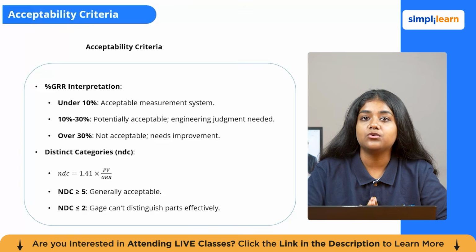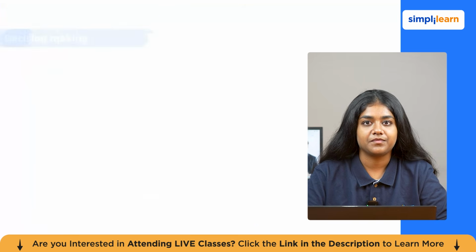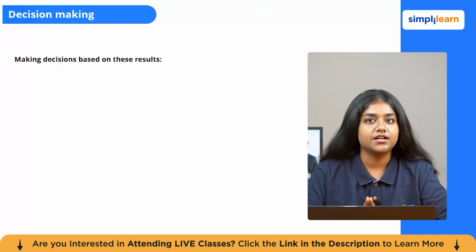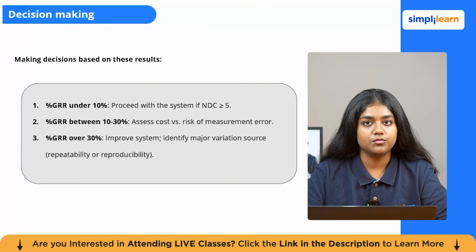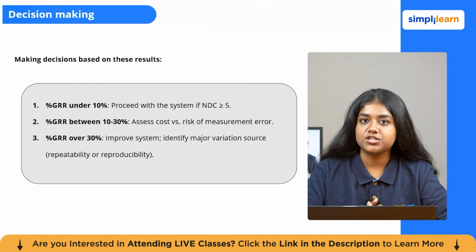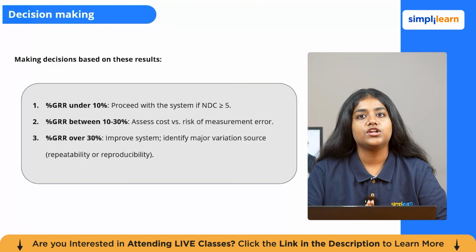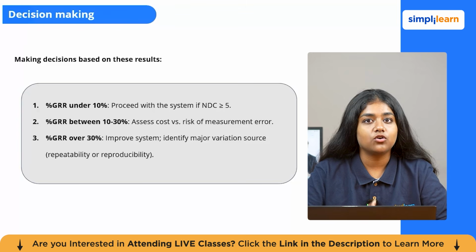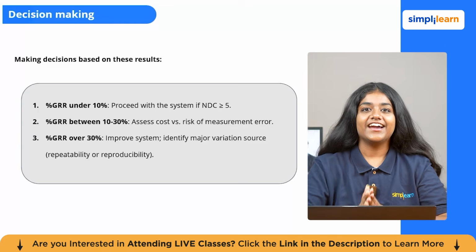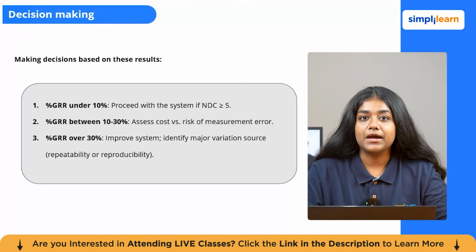Now let's look into how to make decisions based on these results. If percentage GRR is under 10% and NDC is 5 or more, document and proceed. Your measurement system is capable. If results fall into the 10 to 30% zone, weigh the cost of the improvements against the risk of measurement error in your application. High-risk applications, safety and regulatory, demand better systems.